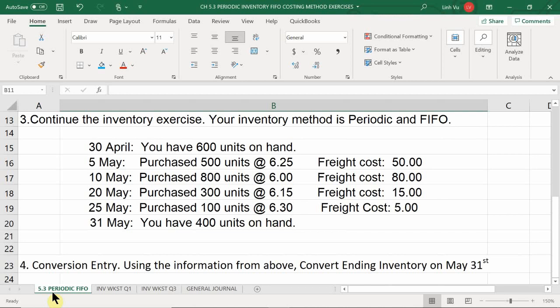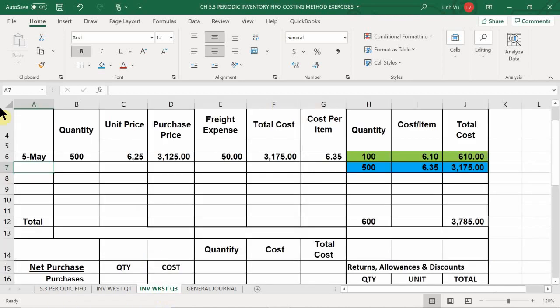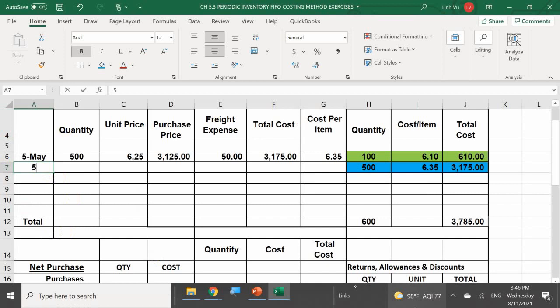Okay. Then on May 20th, we purchased 300 units at $6.15 with the freight costing $15.